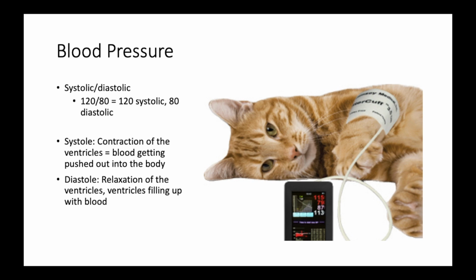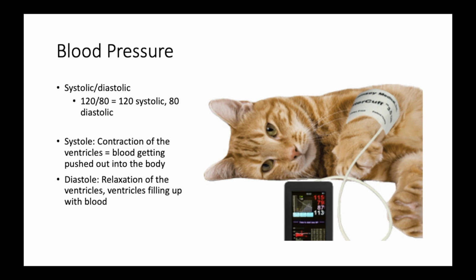We also have to measure the body's blood pressure, and for blood pressure we're looking at the arteries, so the pressure in the arteries during contraction and during rest. Typically we're talking about systolic and diastolic. In a normal big dog, it would be normal to have 120/80. In this case, the first number is always systolic and the second number is always diastolic.